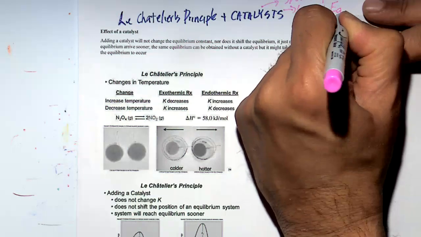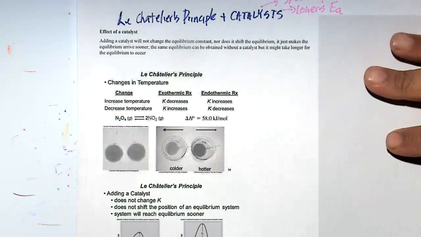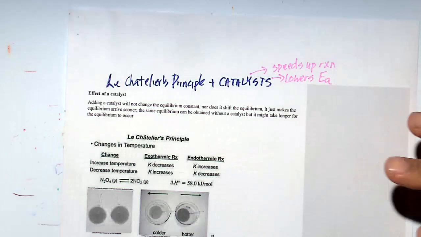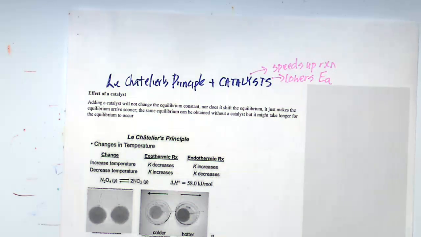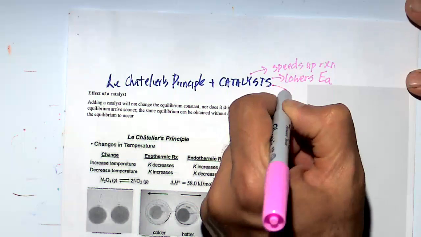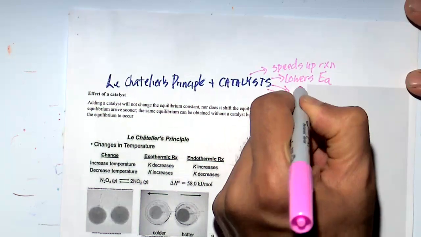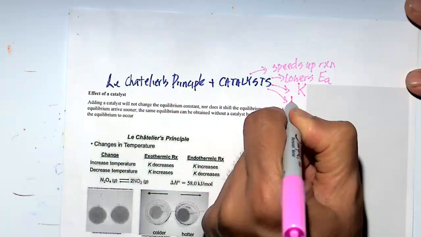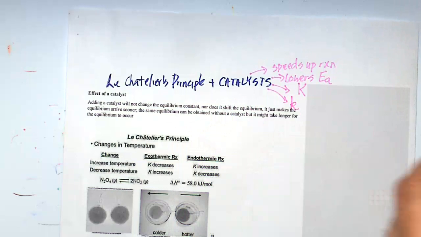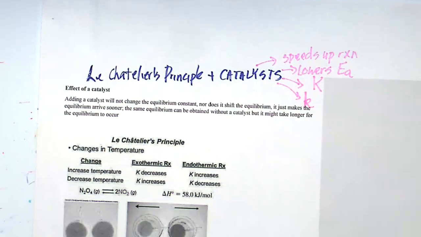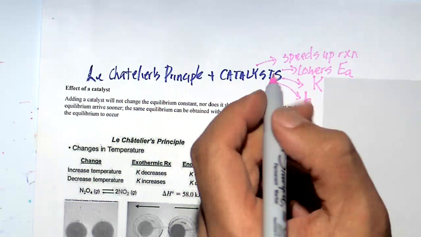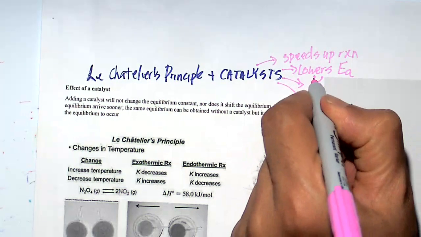That's called E sub A. Speeds up the reaction, lowers E sub A. So what do you think it's going to do to K, the equilibrium constant, and what do you think it will do to lowercase k, the rate constant? So this is important and confusing. Remember, we had two K's. One was lowercase k, the other was big K, the equilibrium constant. So what do you think it will do to the equilibrium constant?